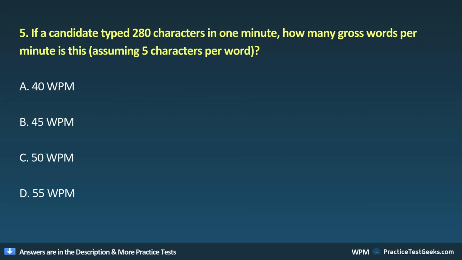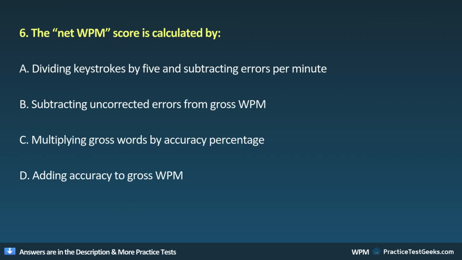5. If a candidate typed 280 characters in 1 minute, how many gross words per minute is this, assuming 5 characters per word? A. 40 WPM. B. 45 WPM. C. 50 WPM. D. 55 WPM.